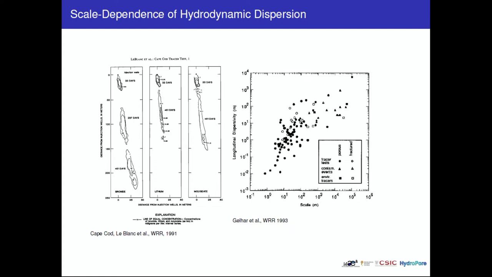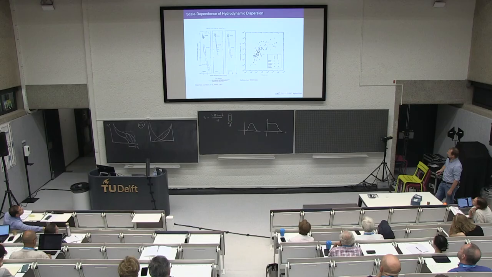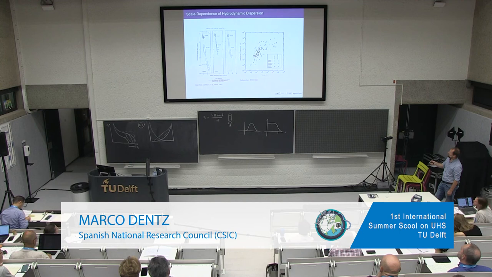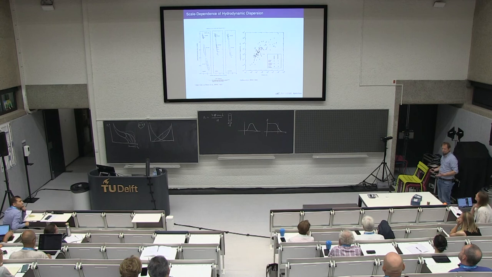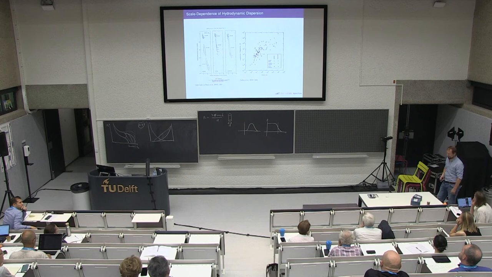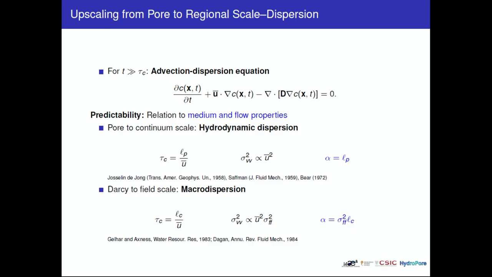And then Gelhar and others compiled data for longitudinal dispersion at different scales. And what they found is that the dispersivity actually increases with the scale that you look at. So this means if you look at a big scale, you get a lot of mixing, if you identify dispersion with mixing. If you look at a small scale, there's little mixing. But it's not so intuitive. So let's see.